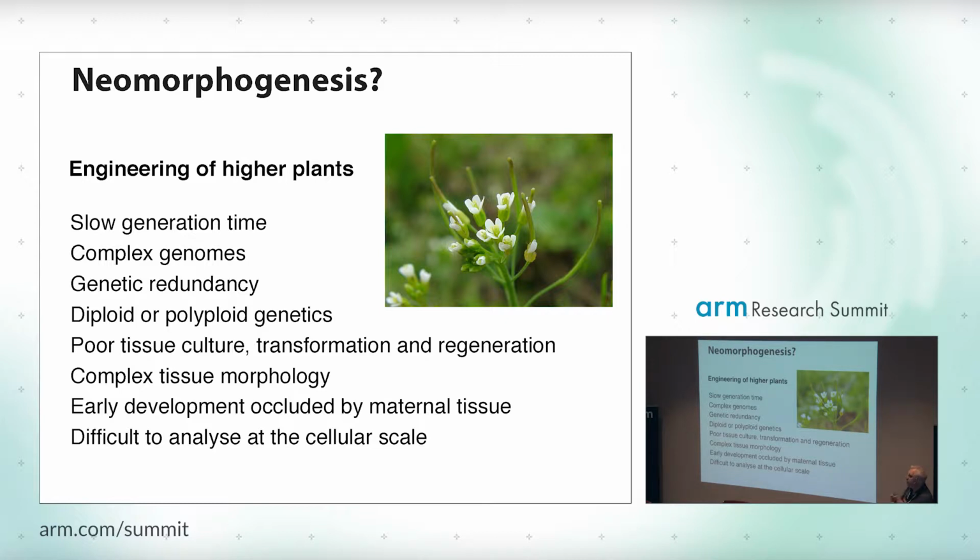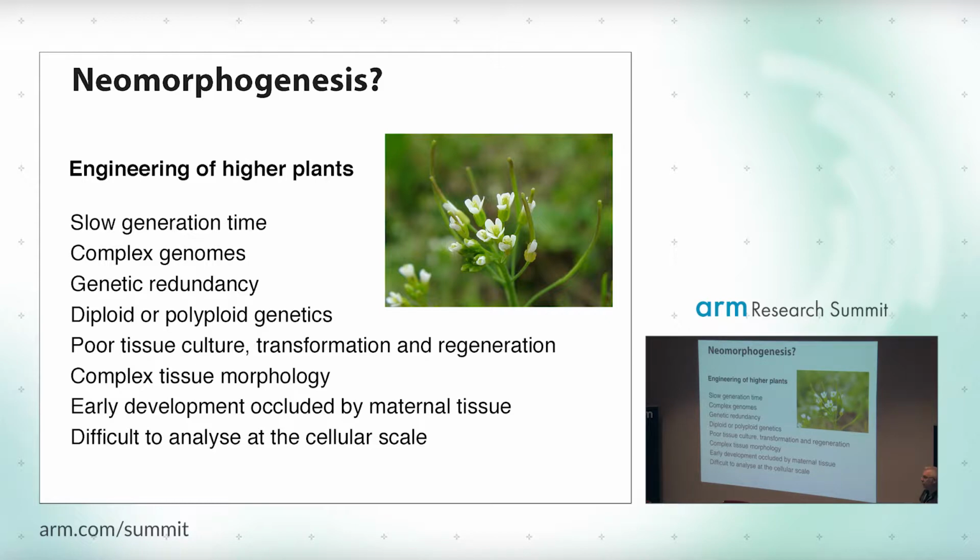We've got very slow generation times, generally speaking, compared to, say, bacteria. They're complex genomes. There's lots of redundancy. They're quite difficult to work with in the laboratory. They're complex, and they're hard to actually visualize directly under what we use in modern biology, which is quantitative microscopy. So they're difficult to use, but modern plants derive from ancient antecedents.